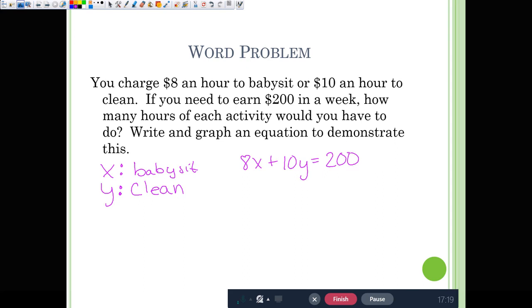Okay? I'm going to solve for my x and y intercepts. So for my x-intercept, I'm going to substitute 0 in for what value? y. So I'm going to get 8x equals 200. Divide by 8. x is going to equal 25. So this ordered pair is going to be 25, 0.